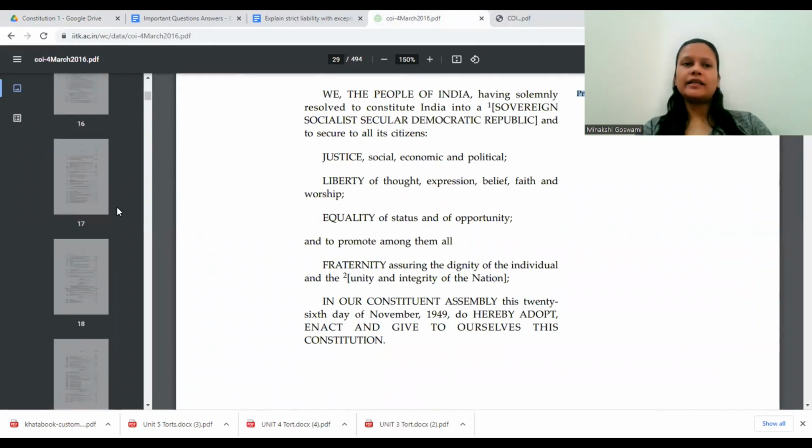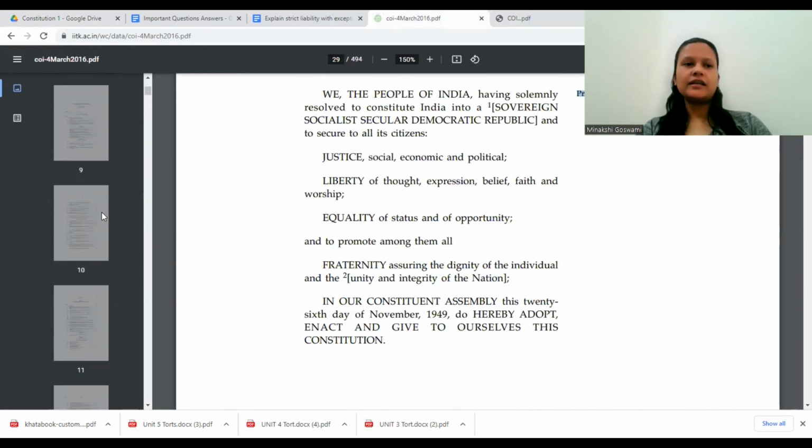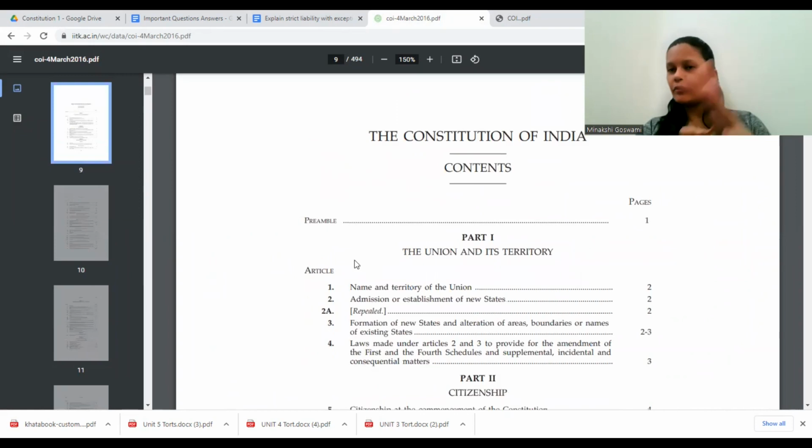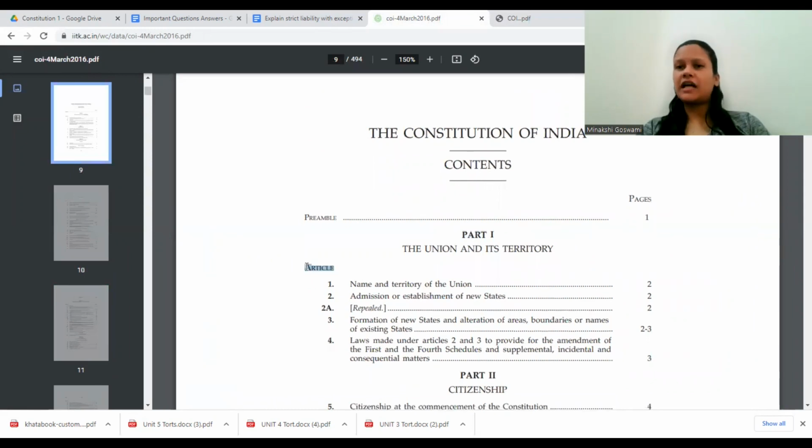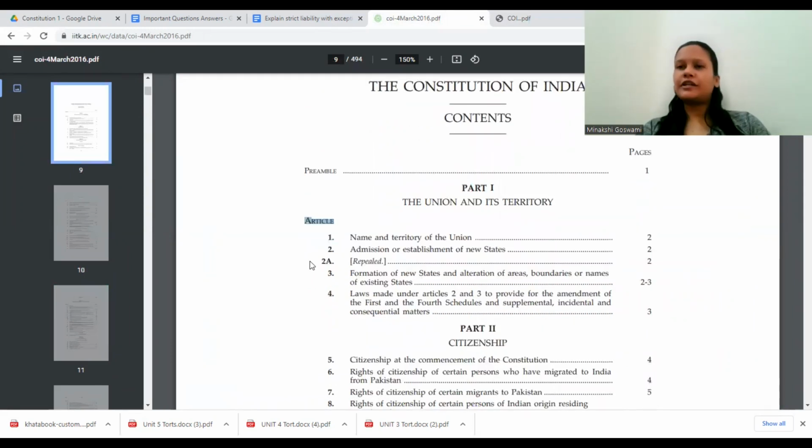Okay, now when you look at the Constitution of India, you will see that the provisions mentioned there are organized in different parts, as well as different articles, as well as different schedules. Are you aware of the difference between parts, articles and schedules that we see in the Constitution?